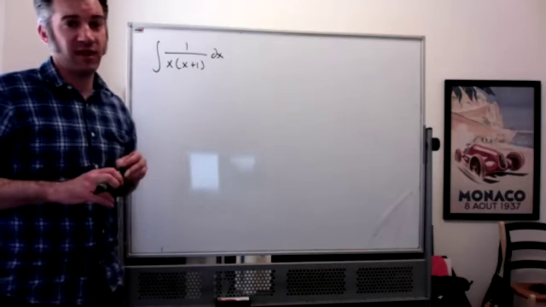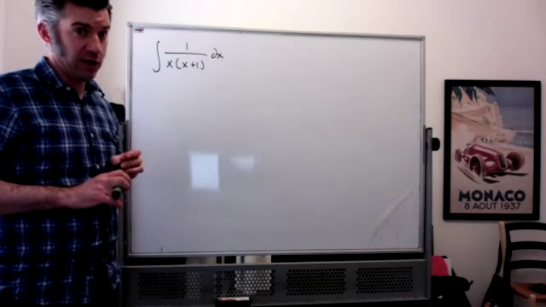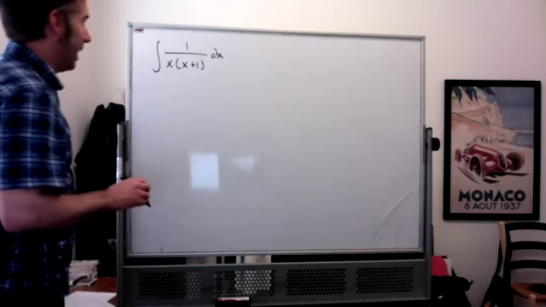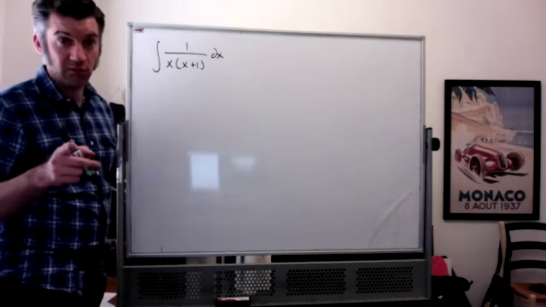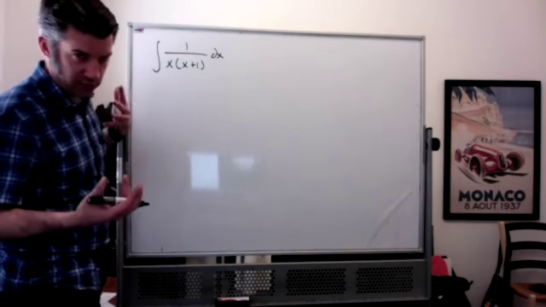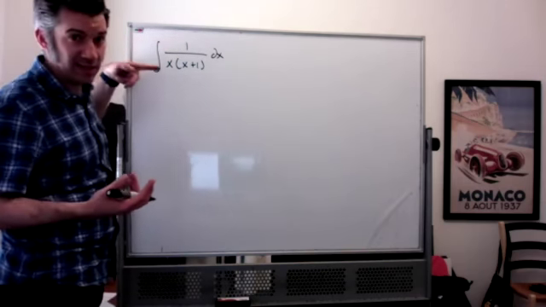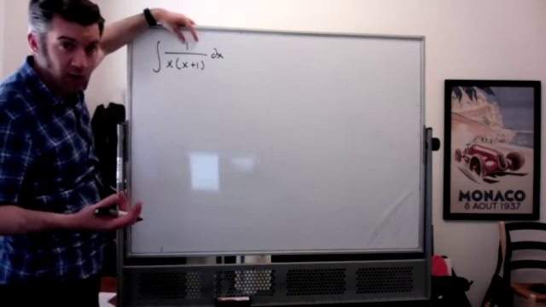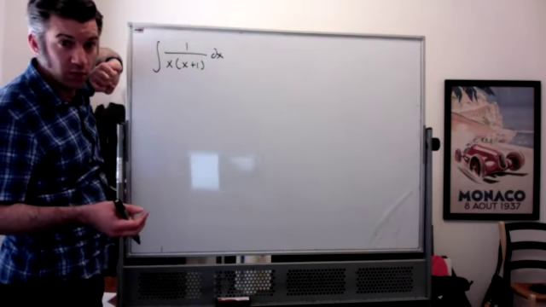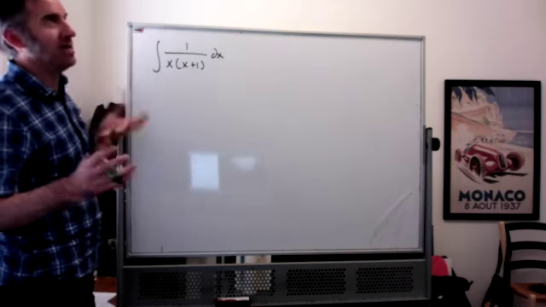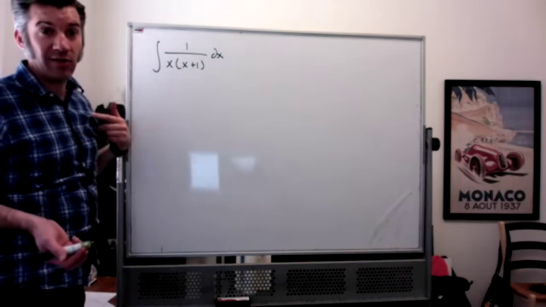This is definitely looking like partial fractions. Because I have a fraction, a rational function. The degree on top is less than the degree on the bottom. The degree on top is 0. The degree on the bottom is 2. And, just as importantly, the denominator factors.